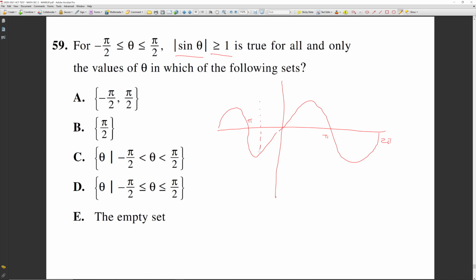Alright, so pi over 2 is here. Actually, this is minus, and this is positive pi over 2. And it's an absolute value, so it looks like this. So that is my absolute value of sine. So when it's equal to 1, there are only 2 values where it's equal to 1, which is at the corners. And at the corners, I have minus pi over 2 and pi over 2. So that means my answer is A. In reality, this should have taken about 1 minute as I need to draw a graph and understand the problem.